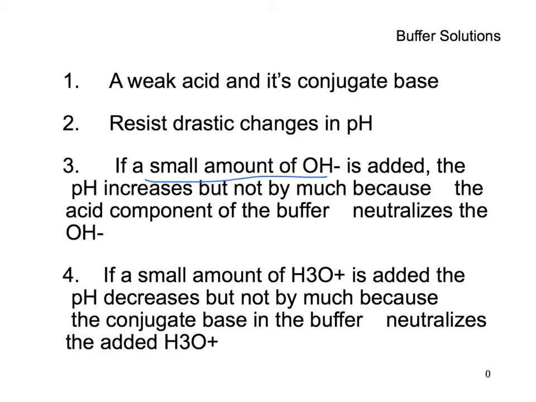Likewise, realize that if you add a hydronium ion source, so some kind of an acid, it's going to again decrease the pH, but not by much, because the conjugate base component of the buffer is going to neutralize the added hydronium ion. So that is the reason why you need to have a significant amount of acid and a significant amount of the conjugate base in that buffer solution. That concentration is really important.